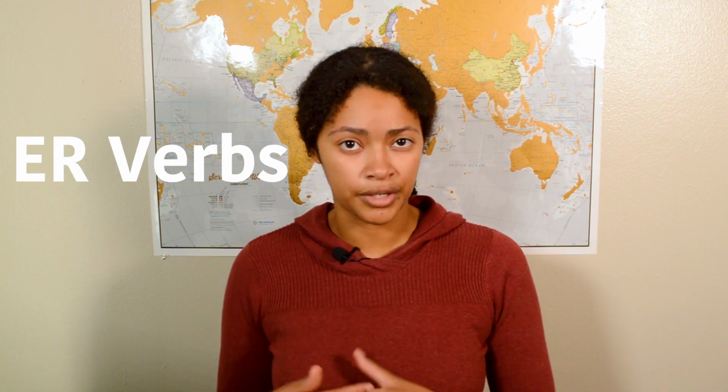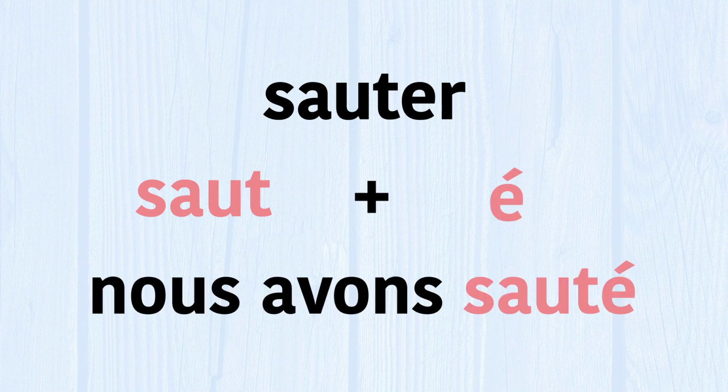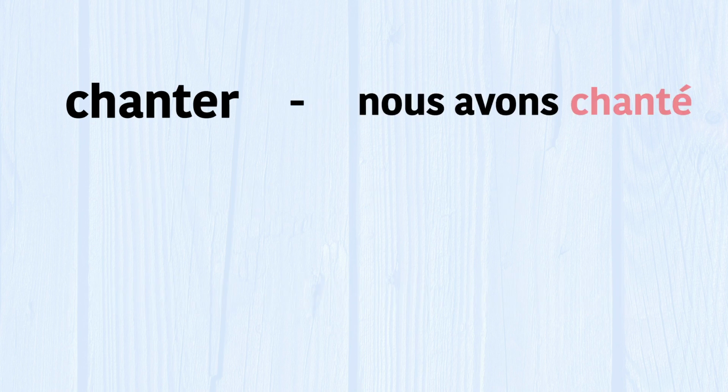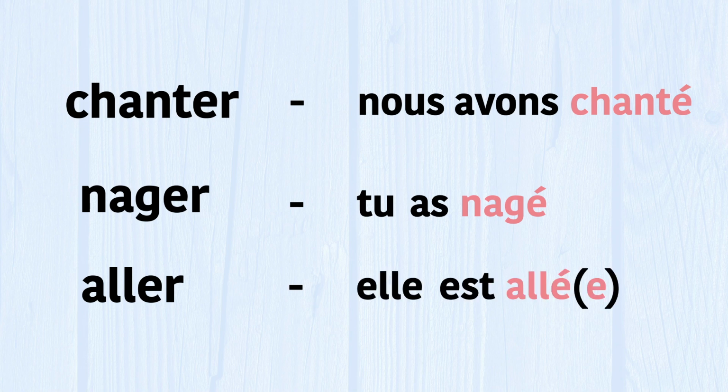Breaking this down, the easiest ones to remember are the regular verbs, which are most ER verbs. To form the past participle with these, you take the root of the verb, which in French we call the radical, and you add an E accent aigu to the end. Chanter becomes chanté, nager becomes nagé, and even aller, which is almost always irregular, is normal for once here, and it's allé.